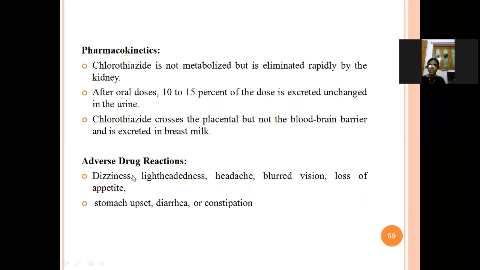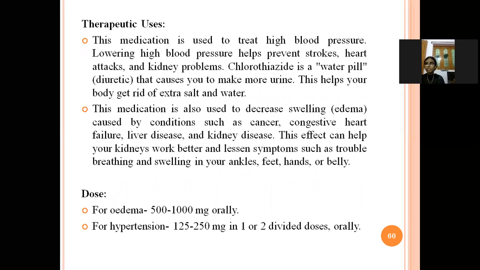Next, adverse drug reactions are dizziness, lightheadedness, feeling of fainting, headache, blurred vision, not able to see properly, loss of appetite, stomach pain, diarrhea or constipation. So uses, it is used to treat high blood pressure, means it is used to lower the blood pressure, to prevent stroke, heart attacks, kidney problems, and also it is used to remove the excess amount of salt and water from the body. Means it is used to maintain the fluid balance in the body, and also it is used to decrease the swelling, that is edema, in such conditions of cancer, congestive heart failure, liver disease, kidney failures.